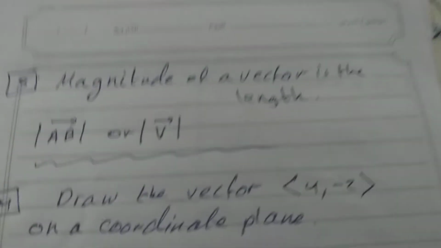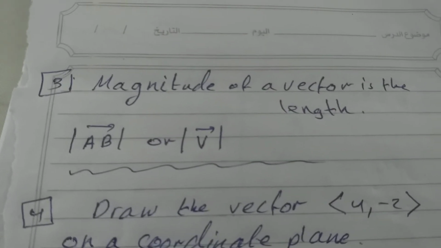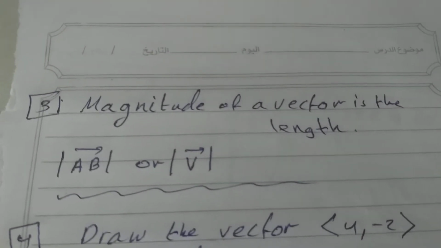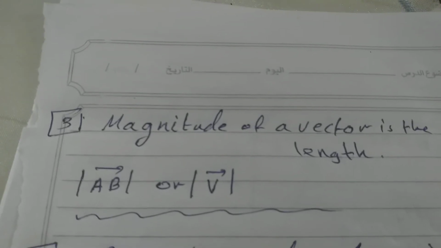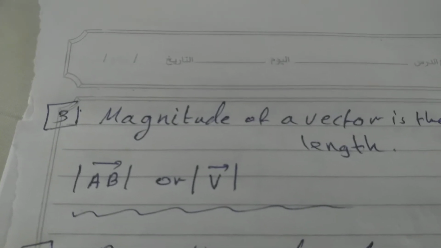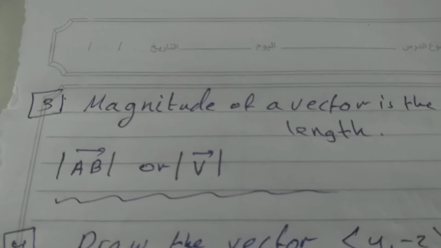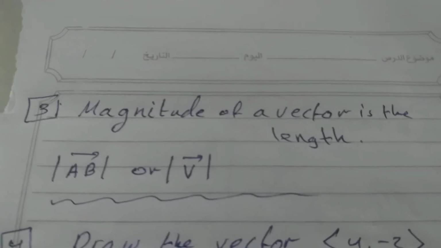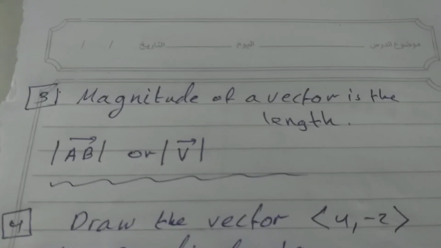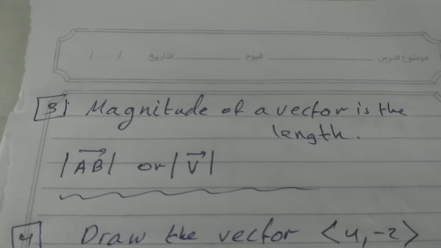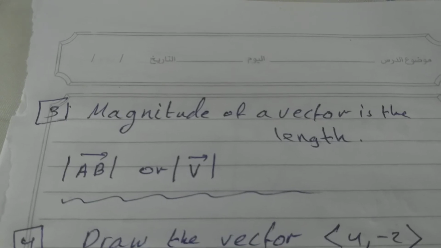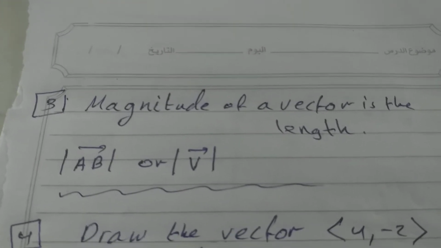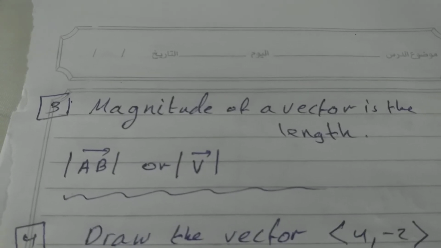The third point, the magnitude of a vector is the length. And as you see, I have the absolute value of vector AB, or vector v in general. Why am I using the absolute value? Because I'm talking about length. And the length is always going to be positive. Don't forget that. The length is always positive, like the distance. In math, it always should be positive.